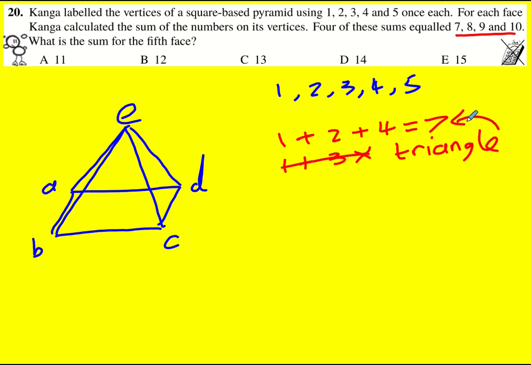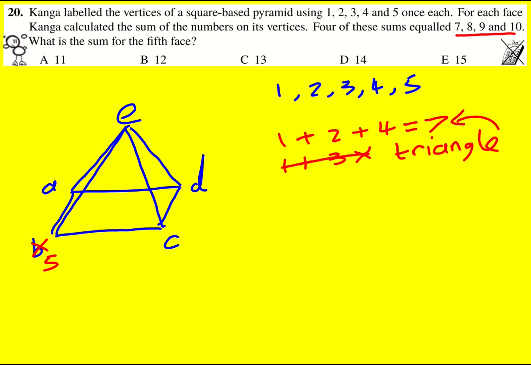So this is a triangle, and 5, therefore, has to go on the square. It's going to be part of one of the triangles, but it's definitely not going to be at the top. So I'm just going to replace B by 5. I can do that without loss of generality, because I could imagine rotating the pyramid and so on. But I might come back to using B. I'm just going to stick it there for now.